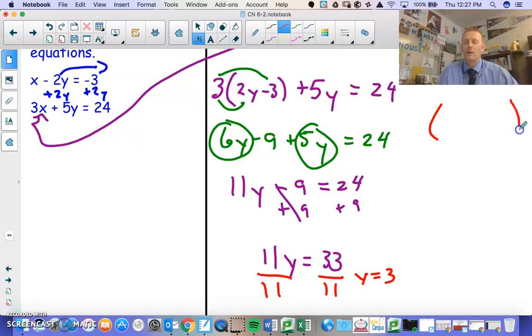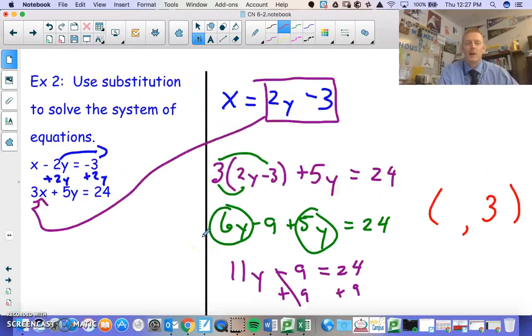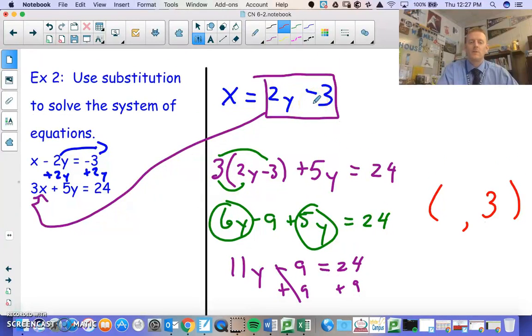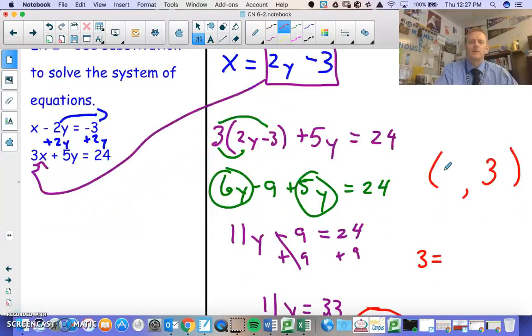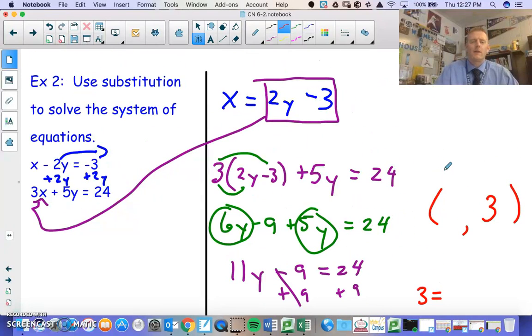So in my ordered pair answer, we know that the y is 3, and that's the second number. So now that I know that y equals 3, I'm going to choose to plug it back into one of these equations. I'm going to choose to put it into this one because it would be much easier to figure out what x equals since we already have x by itself. So I'm plugging it back into this equation. We're plugging it in to figure out what x equals, so I messed that up.